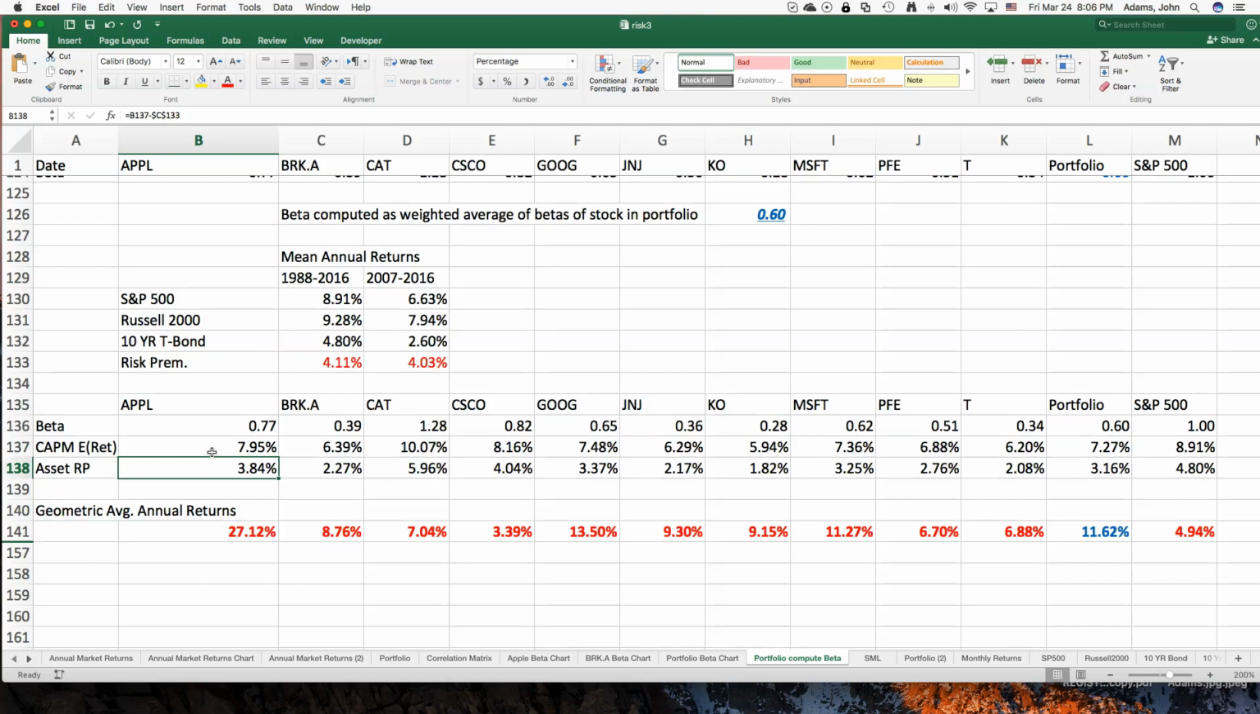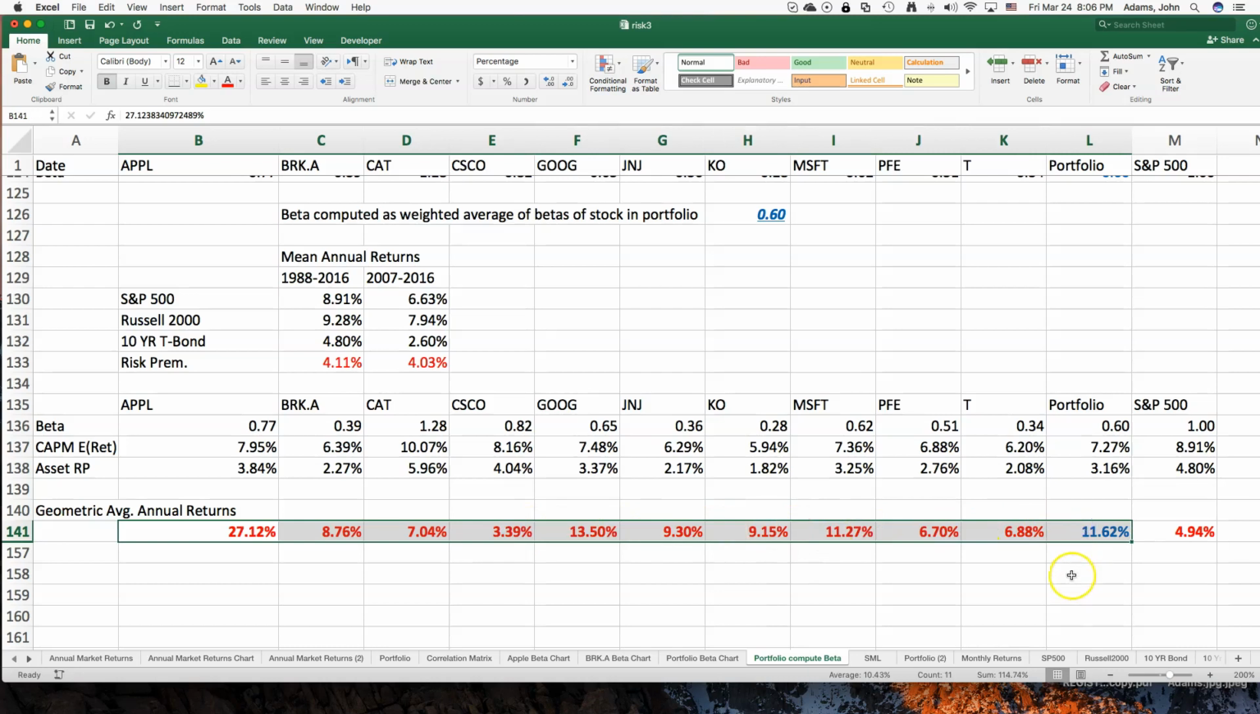And we can see, for all of our stocks, what the capital asset pricing model says the return should be. And as well here for our portfolio, the capital asset pricing model says our portfolio is required to return 7.27%. And just for grins, I calculated the geometric average annual returns. And what do we find? That over this 10-year period of time, from 2007 to 2016, Apple stock returned about 27% per year on a geometric basis, and the expected return was 7.95%.